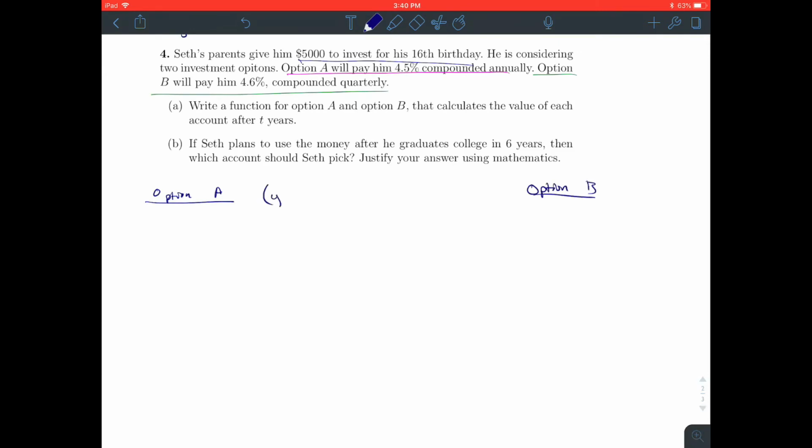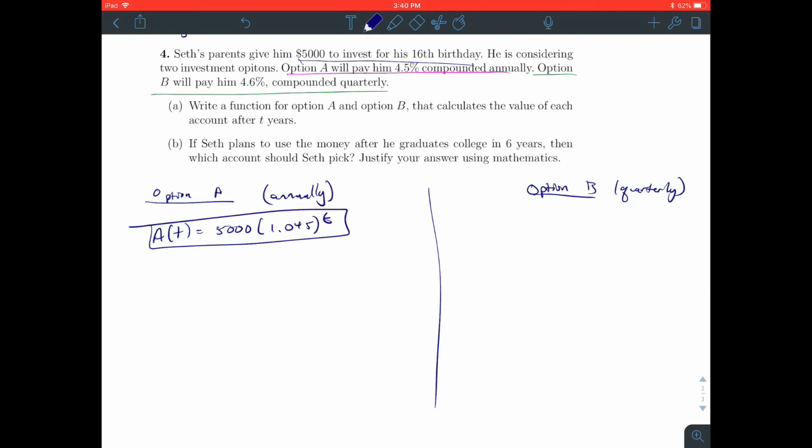So the most important part here is this is yearly. Oh, sorry, it says annually. That means the same thing as yearly. Option B is quarterly. And neither of them is continuous. So we're going to be using the older method, the discrete formula for both of these. So it looks like the amount that he'll have in his account for option A of t is equal to 5,000 times 1.045 to the tth power.